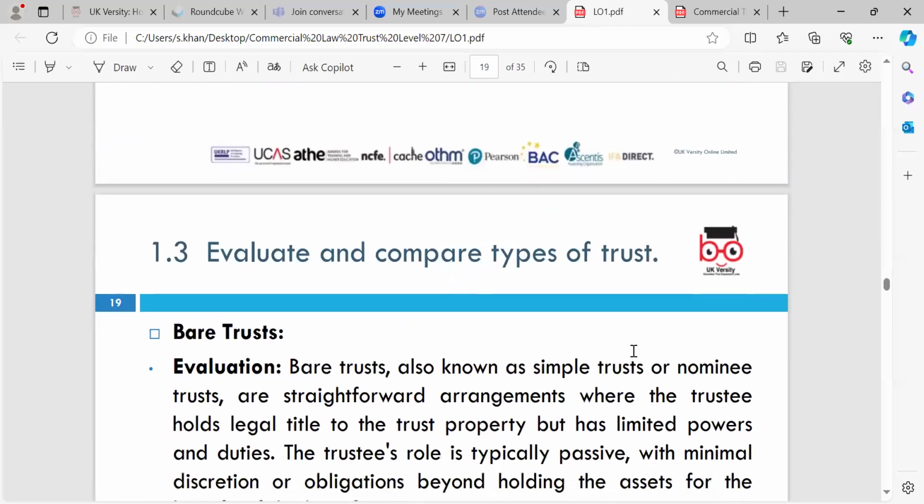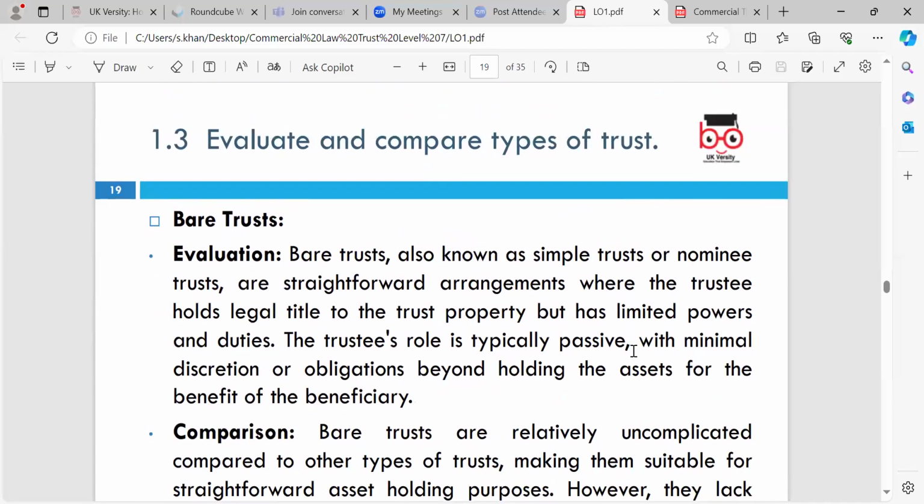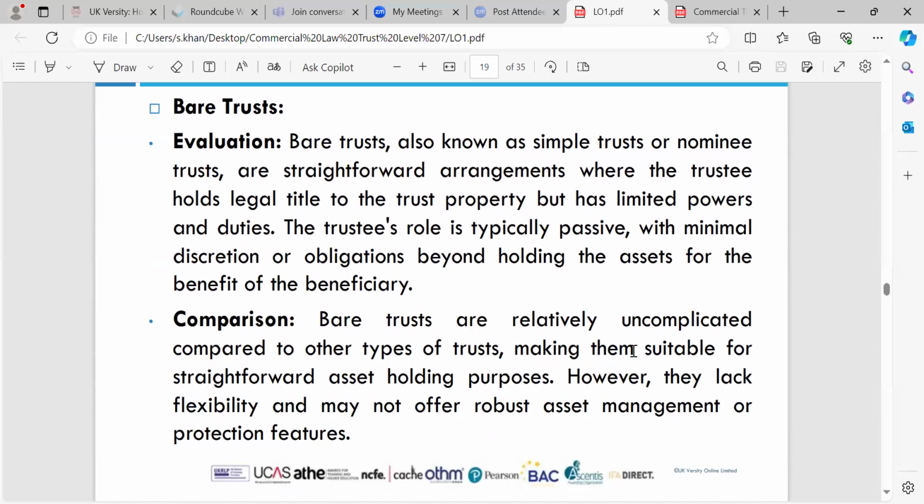So now we'll be looking at 1.3, and that's evaluating and comparing types of trusts. So the first one we'll be looking at is bare trusts.